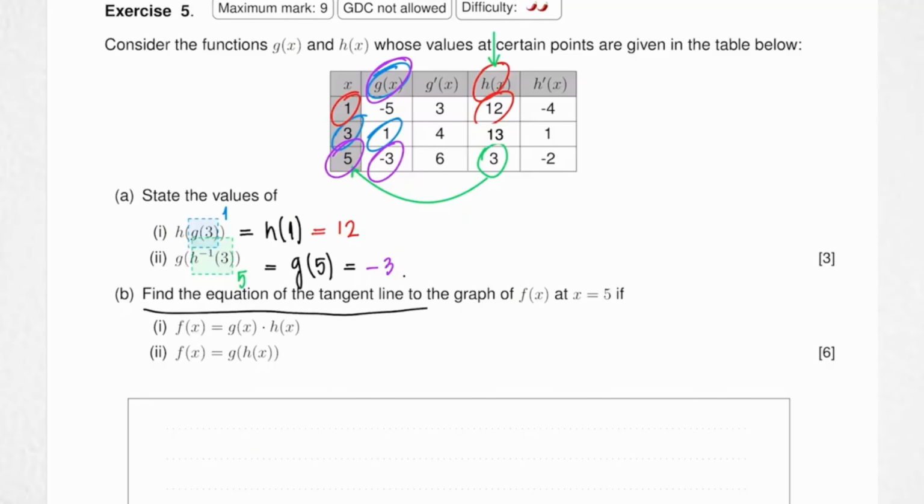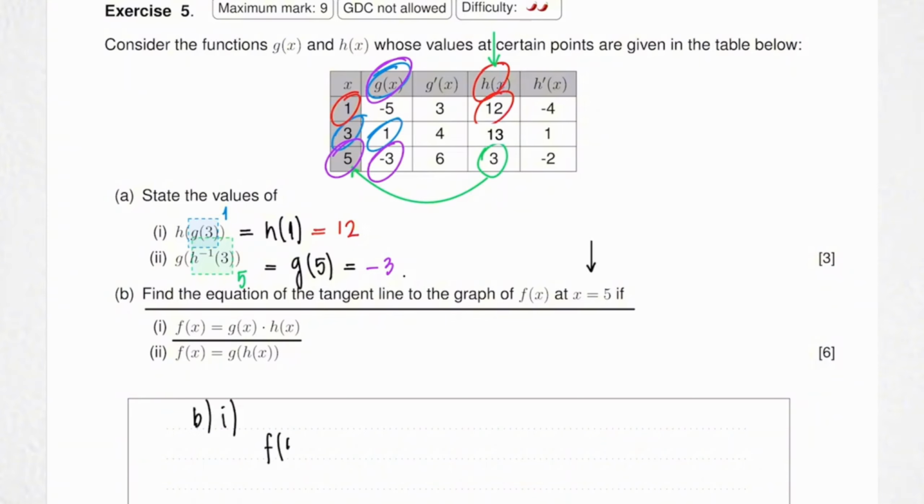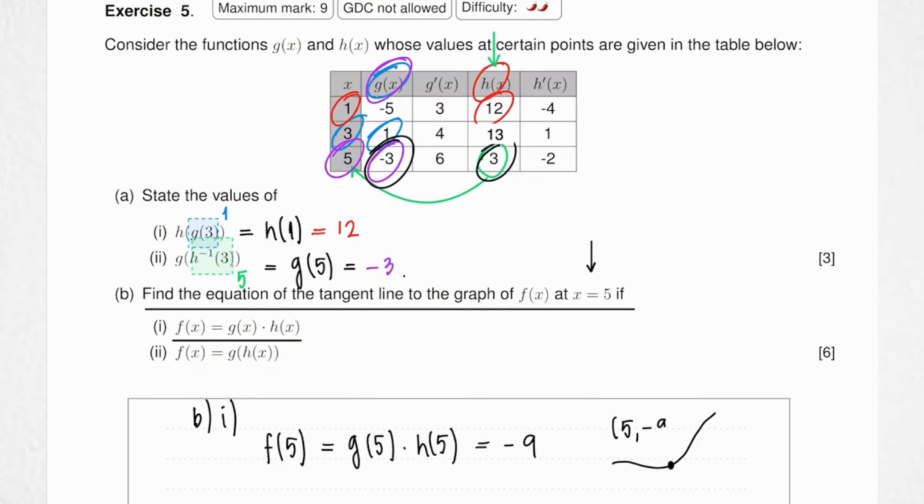Find the equation of the tangent line to the graph of f of x at x equals 5 if this function that we're creating is a product of g and h, or it's a composite function. So we have these two different scenarios. Let's start with the first. When x is equal to 5, we have f of 5 equal to g of 5 times h of 5, which is equal to negative 3 times 3, which is negative 9.